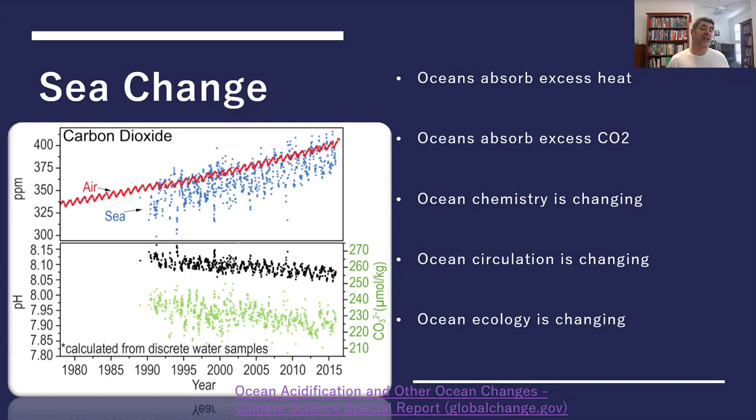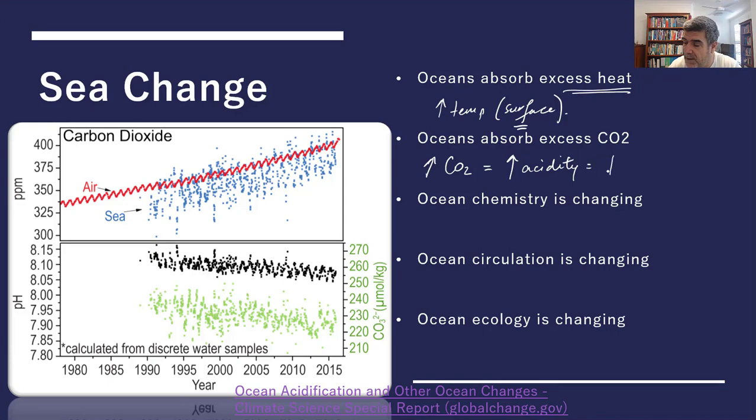So when you're talking about sea changes, we're talking about oceans absorbing excess heat. One of the things that's going to happen is we will get slight increases in temperature, especially at the surface, and perhaps further down if there's more mixing, but we'll definitely get some higher temperatures on the surface. This means that oceans will absorb excess carbon dioxide. The increase in the carbon dioxide levels is going to mean an increase in the acidity. And as we've said, this is going to lead to a decrease in the pH values. And so that changes the ocean chemistry.